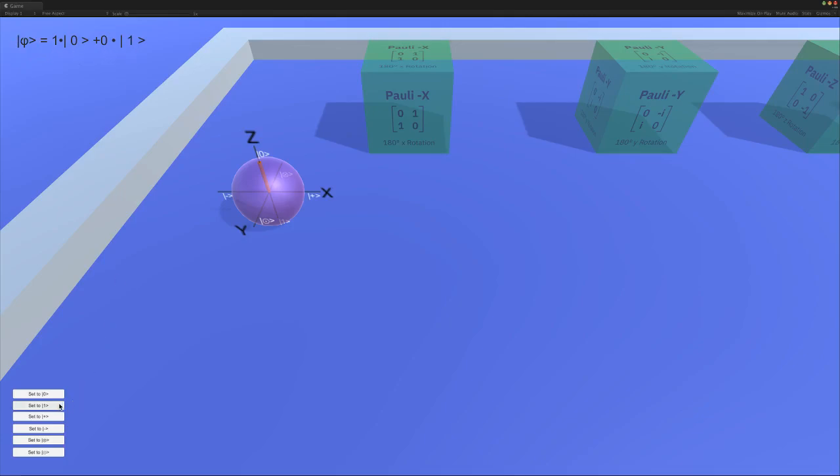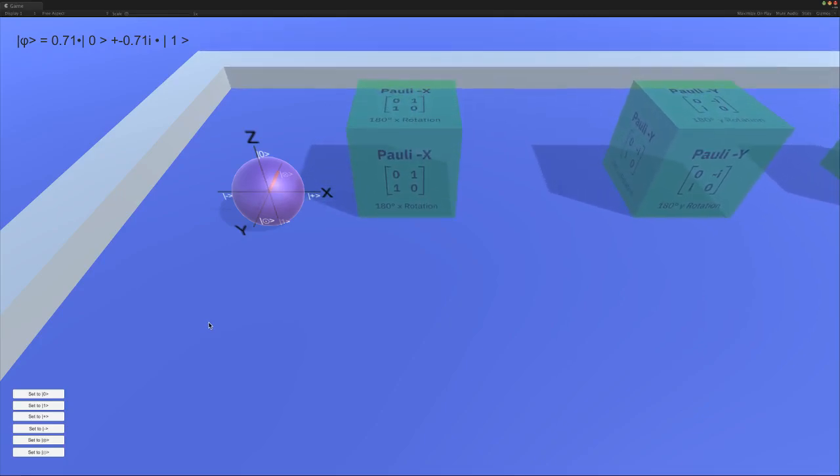And if we change to the one state, the state changes up here, and the state of the Bloch sphere changes as well. And also we can move to positive x, negative x, positive y, and negative y. Using the WASD keys, we can also move the sphere around.